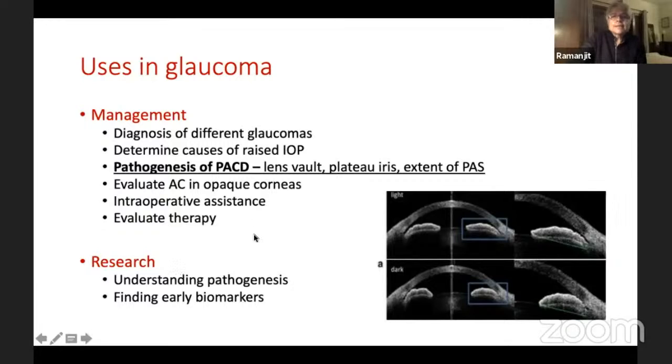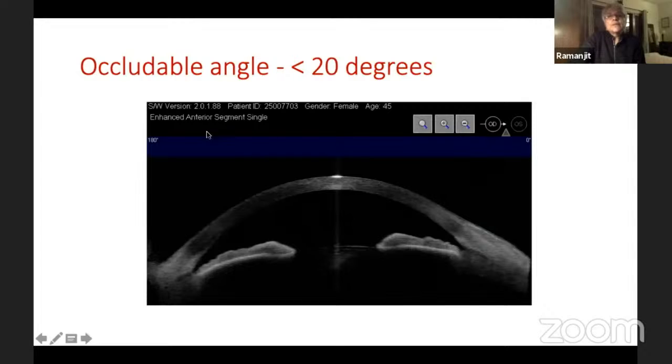It has helped us greatly in diagnosing the reason why angle closure occurs in a particular eye having primary angle closure disease. I think we've all seen pictures like this, wherein when there's light, there's miosis and the iris is pulled centrally. The moment the patient goes into the dark, you can see the bowing of the iris and the angle closure. So if we actually look at different causes, the first thing you have to say is that an occludable angle would be one which is less than 20 degrees.